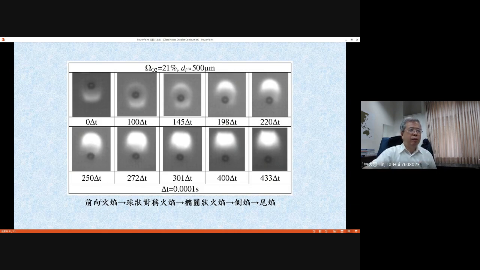You have the front flame, then you have a spherical flame, then they will have oval flames, and then they will have side flames. Then later on they will separate from the original droplet and go to the wake flame. These are very nice pictures taken by the high-speed camera. And additionally, we can give you another experiment to introduce those kinds of flame structures, and I will emphasize it in the next video.